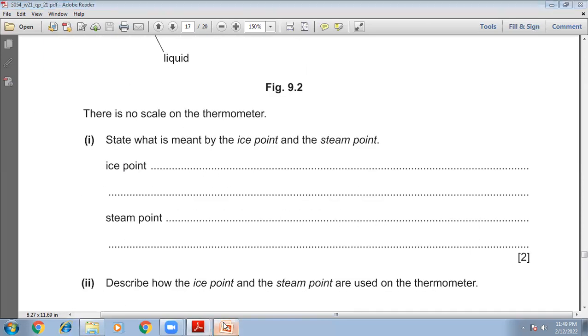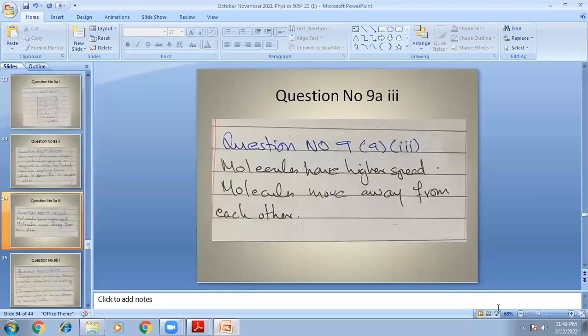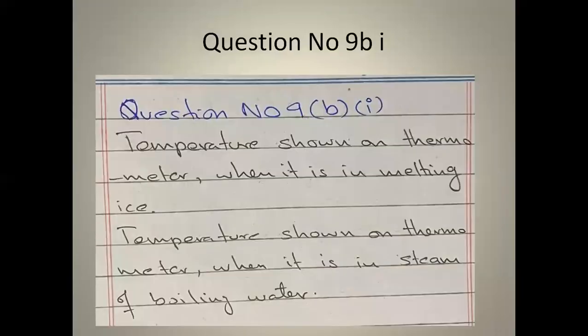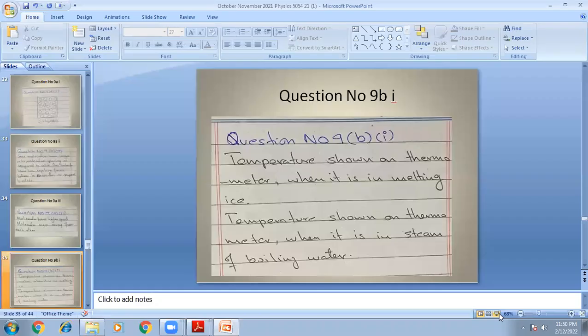Okay, so let me show you the written answer. My written answer, here we go. Ice point: temperature shown on thermometer when it is in the melting ice. And steam point: temperature shown on thermometer when it is in the steam of the boiling water. Okay, so hopefully you can write a good answer to this question.